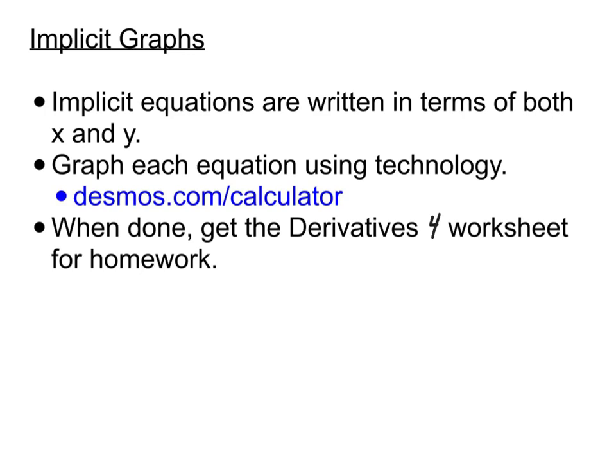Implicit equations, when we talk about that term-wise here, are written in terms of both x and y, as opposed to explicit equations, which are always going to be like a y equals. So for instance, an implicit equation that you have seen before in the past, a fairly common one, would be like x squared plus y squared equals some number, let's say 25. That's an implicit equation because the x and the y are both kind of on the same side of the equation. It's not solved for one of the variables. That's going to be the case with these implicits.